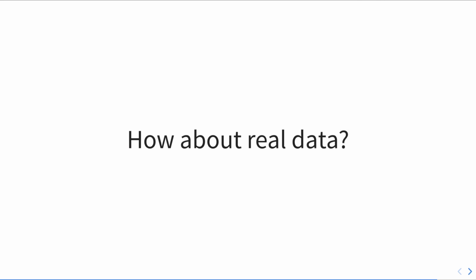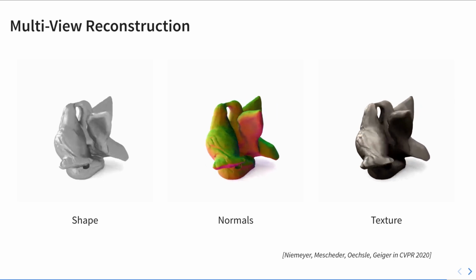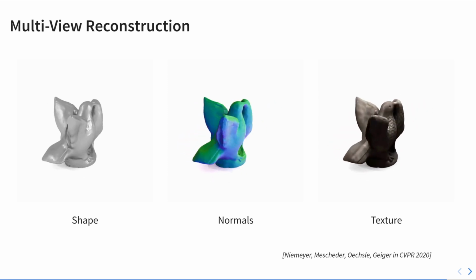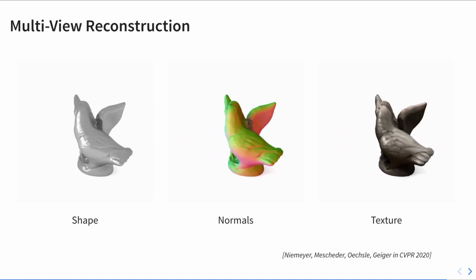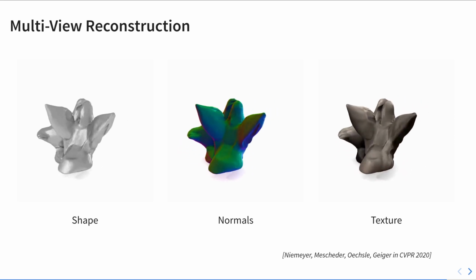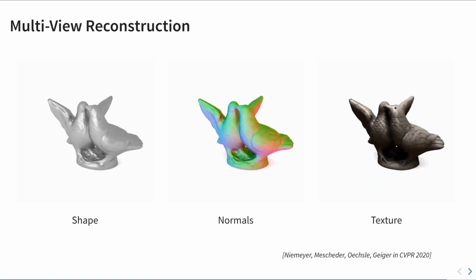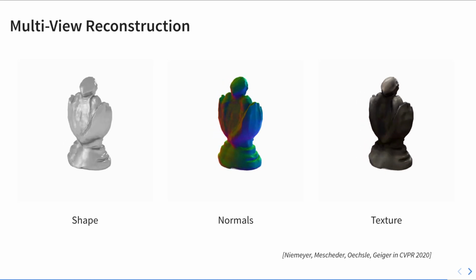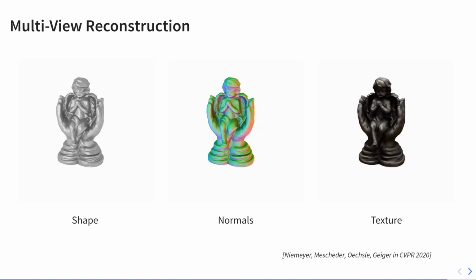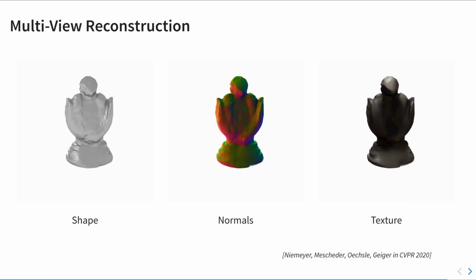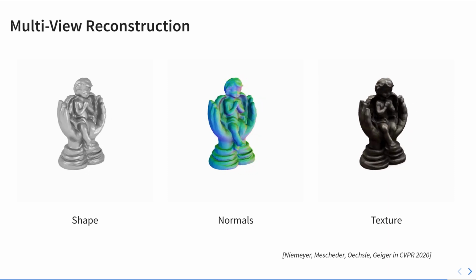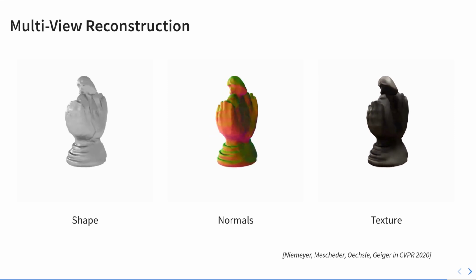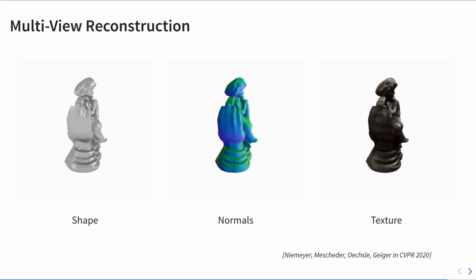And how about real data? We show the shape, normal, and texture prediction of our model trained with multi-view images and sparse depth maps. And here we show the same for another object from the DTU dataset. We can see that our model is able to predict accurate shape, normal, and texture information for these real-world scenarios.